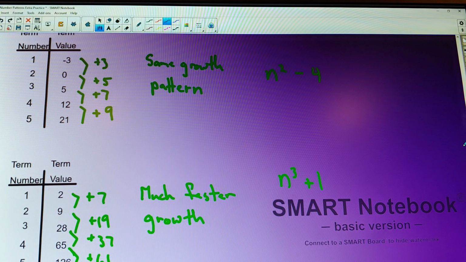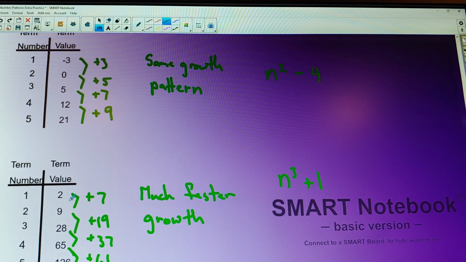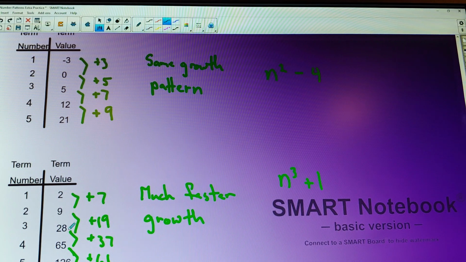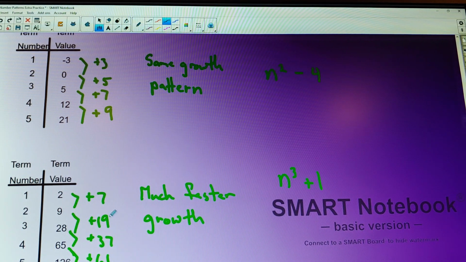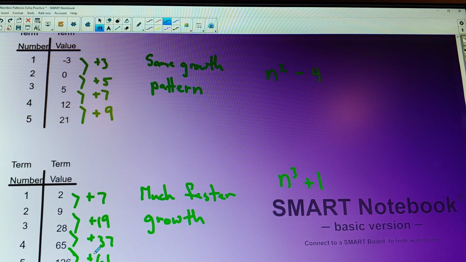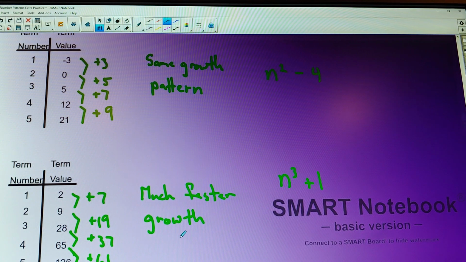And then our final one, okay? So from 2 to 9, we see an increase of 7. From 9 to 28, now we're up 19. 28 to 65, up 37. Up 61. So it's growing much, much faster, okay? It's still an exponential growth curve because it gets large. The further you go, the more and more it's increasing.